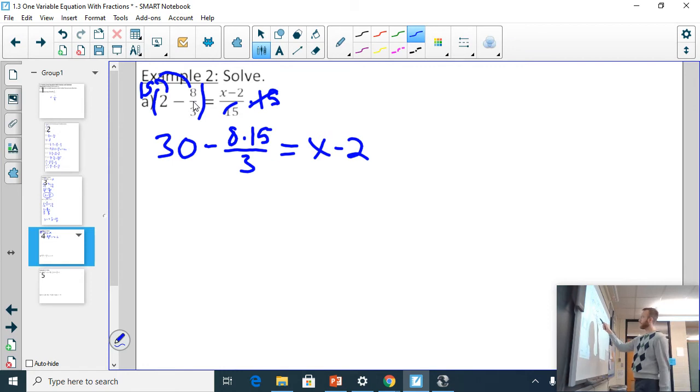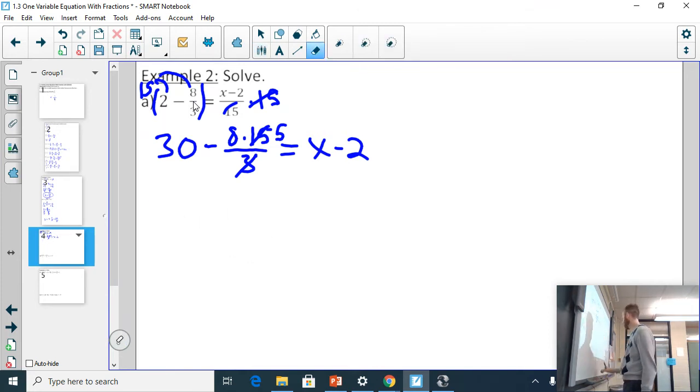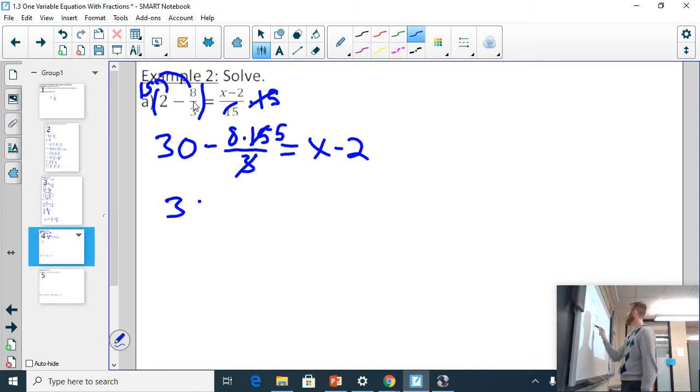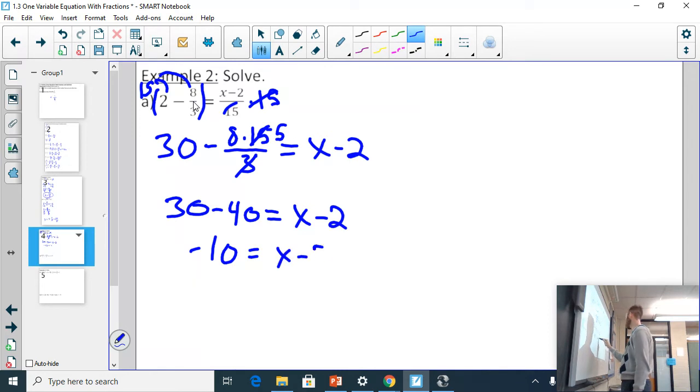Now, 15 divided by 3, we're going to be left with a 5 on the top. And then 8 times 5 is 40. So we're going to have 30 minus 40 equals x minus 2, right? And then 30 minus 40 is -10. And then add the 2 over. And we're going to end up with x equals -8.